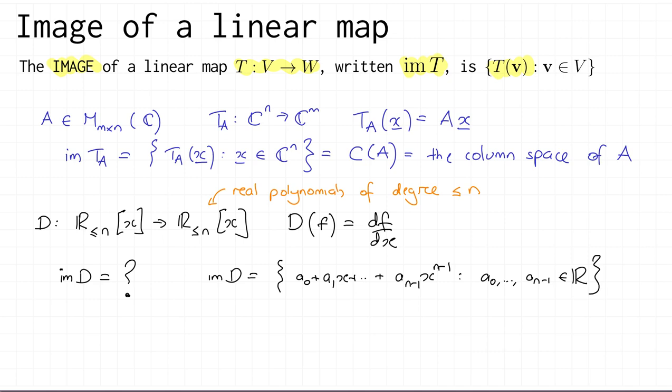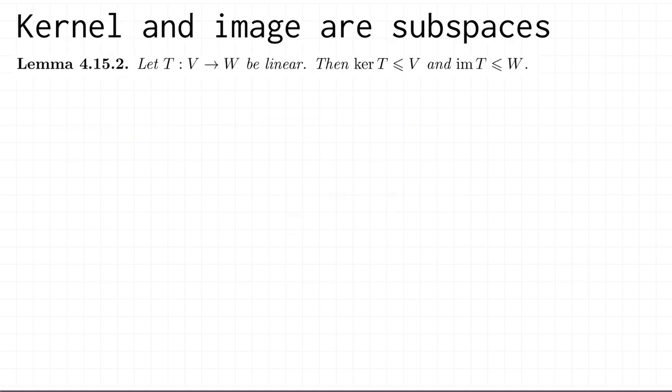So it's clear that the image of D is contained in this set, because when you differentiate, the degree goes down by 1. So if you differentiate a polynomial of degree at most n, the result is a polynomial of degree at most n minus 1. So that tells you that the image is contained in this, but in fact it's equal to this. Okay, so that's the image.